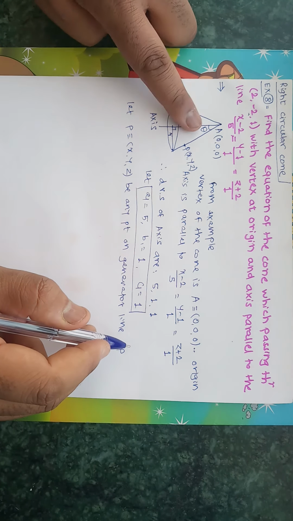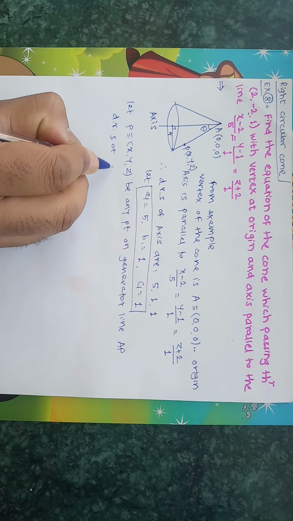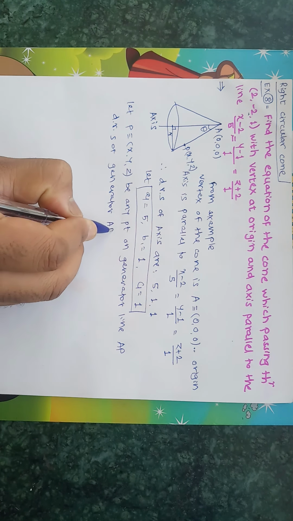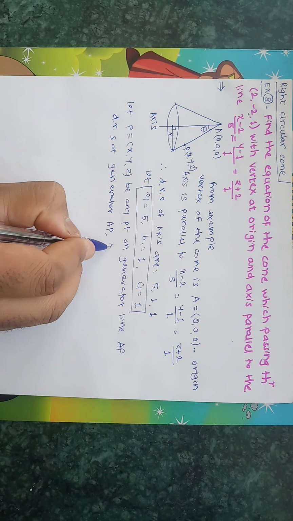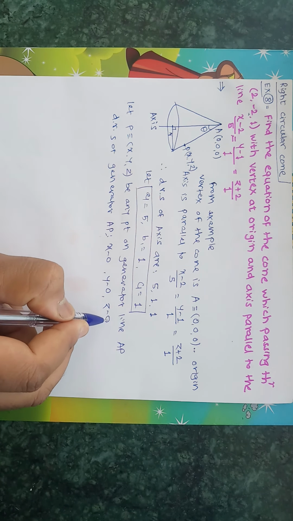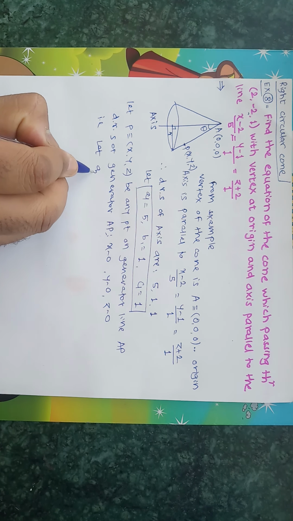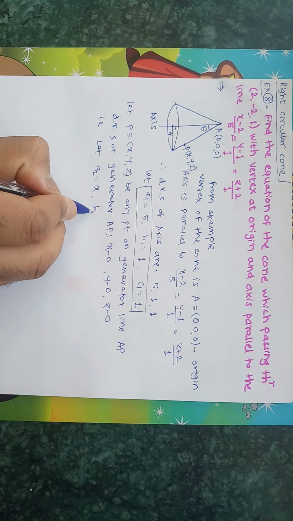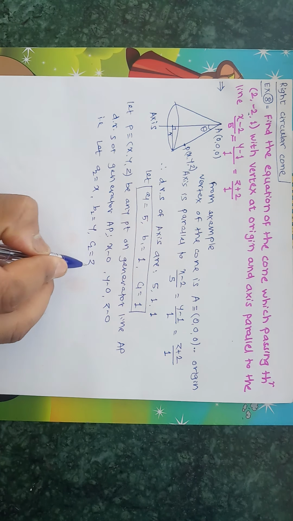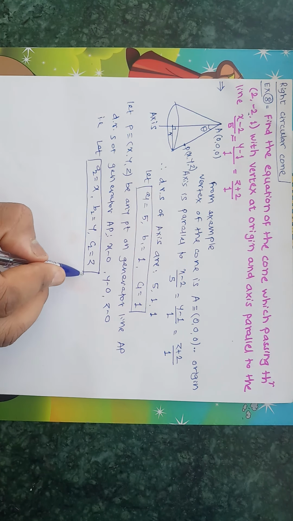Look at the figure. AP is a generator for this cone, right? Therefore the DRs of generator AP are x minus 0, y minus 0, z minus 0, that is x, y and z. So a2 is x, b2 is y, and c2 is z. These are the DRs of the generator line.